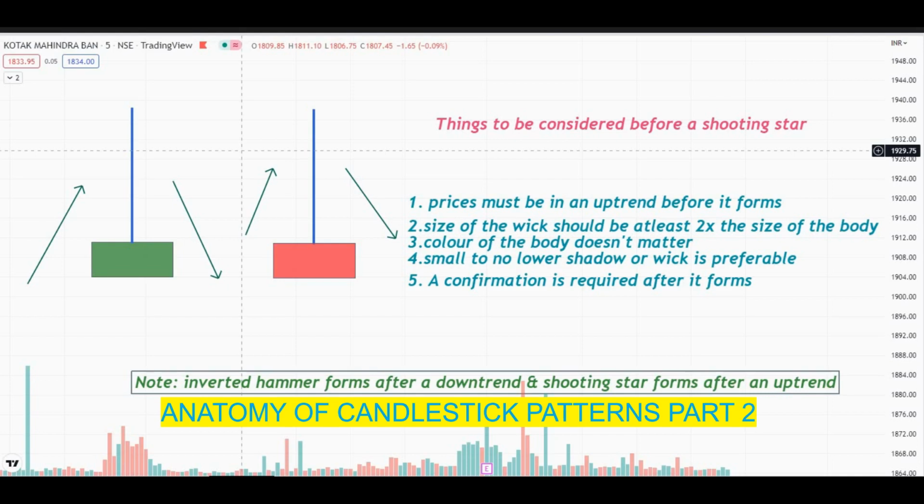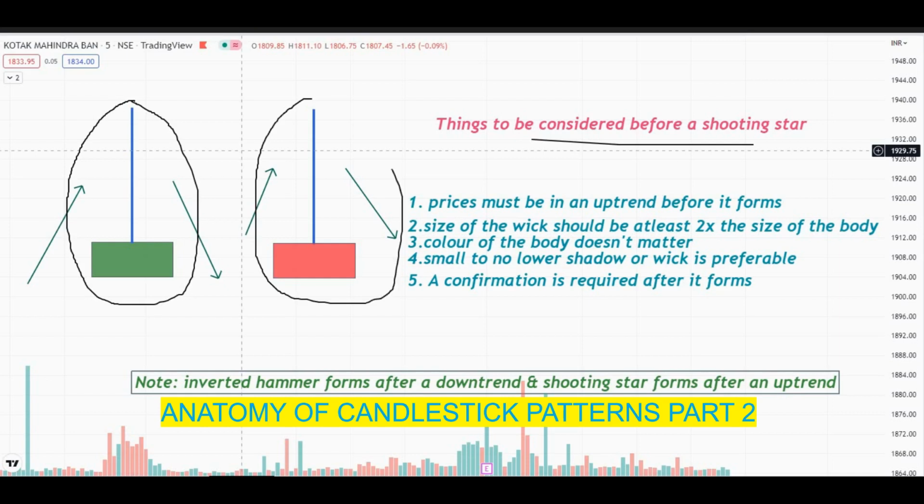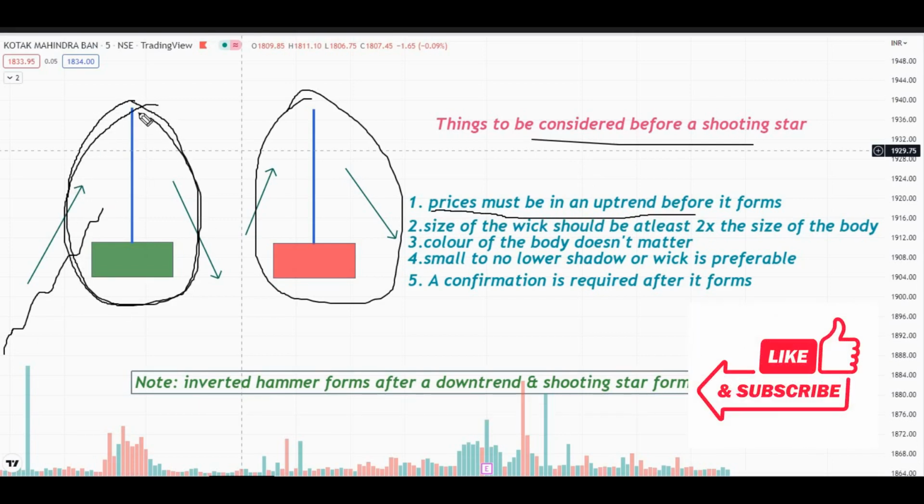So first today we will discuss the shooting star chart pattern. So shooting star pictorially looks like this. What are the characteristics of a shooting star? Prices must be in an uptrend before a shooting star forms. Prices must be in an uptrend, then if a shooting star forms, and then if a confirmation comes and we take entry, the probability of working the trade out is very high.